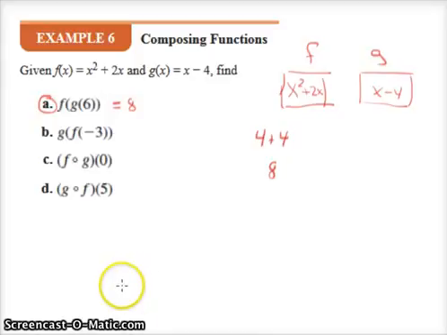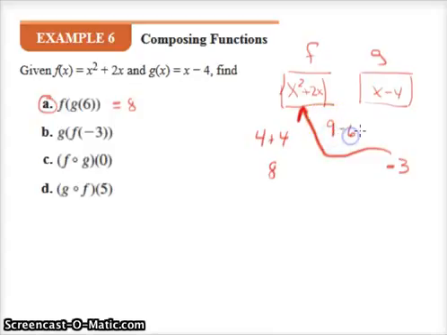So this is g of f of negative 3. So negative 3 is going to go where? Whoops, negative 3 is going to have to go into the f first. So that's going to be negative 3 squared plus 2 times negative 3, which is minus 6. So that's 3. Then I'm going to take that number, put it in for g. 3 minus 4 is negative 1. That's what I'm looking for right there. So that's how to do B.